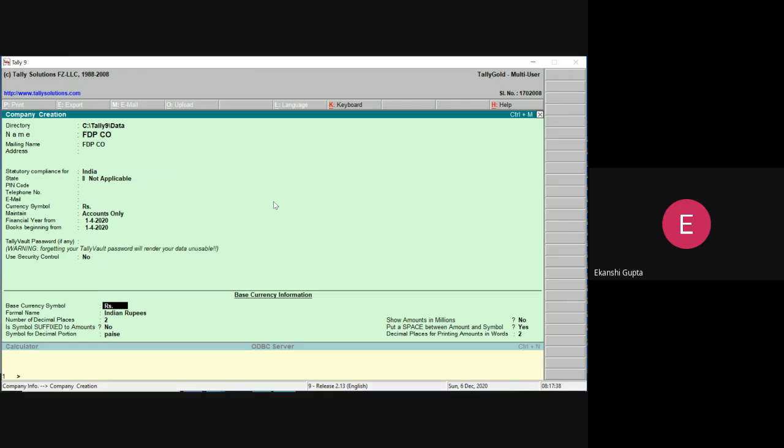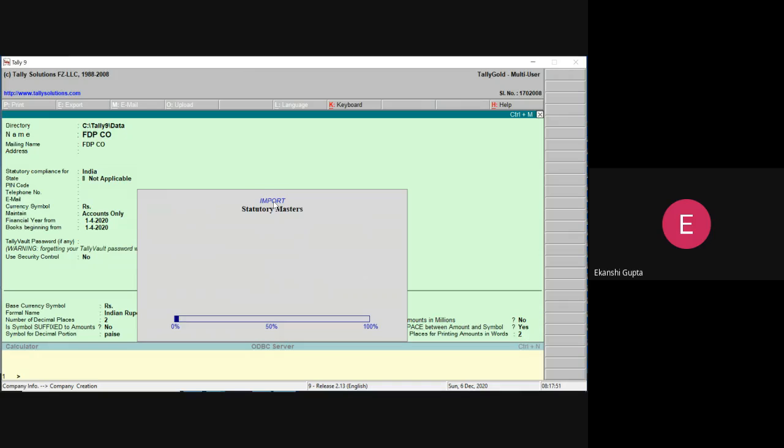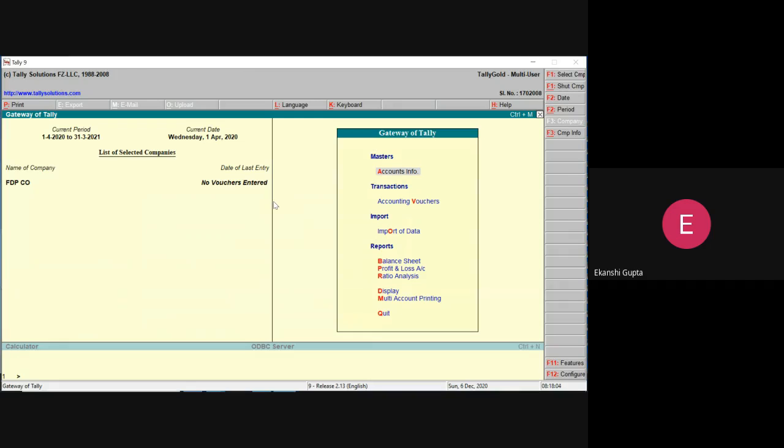I don't want to change any base currency information, and I click on Y. So my FTP company with accounts only whose financial year begins from 1st April 2020 is being created. So this is the information given in the question that we can use for creation of the company.